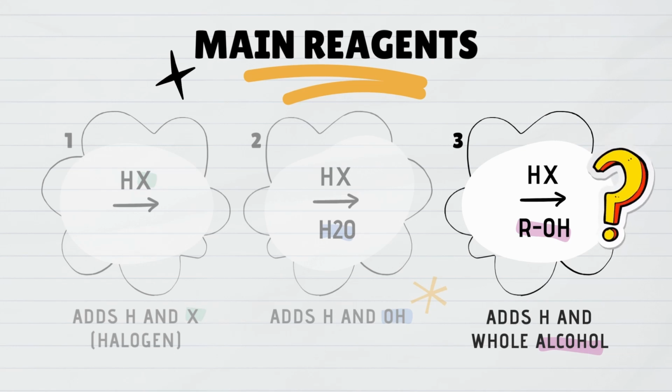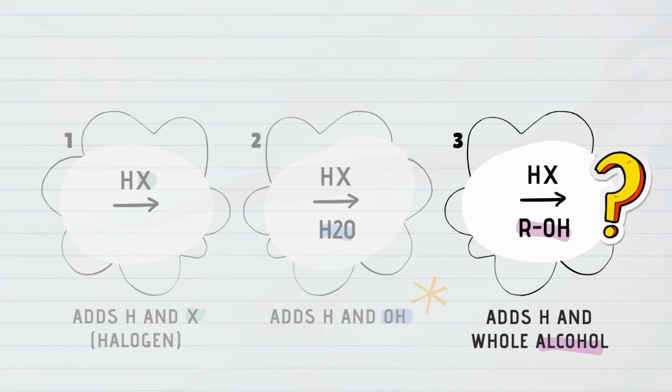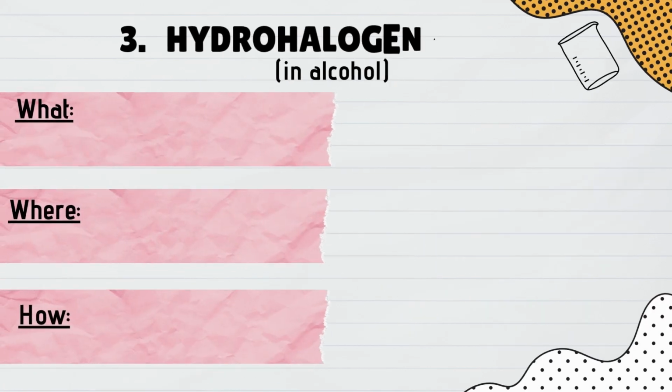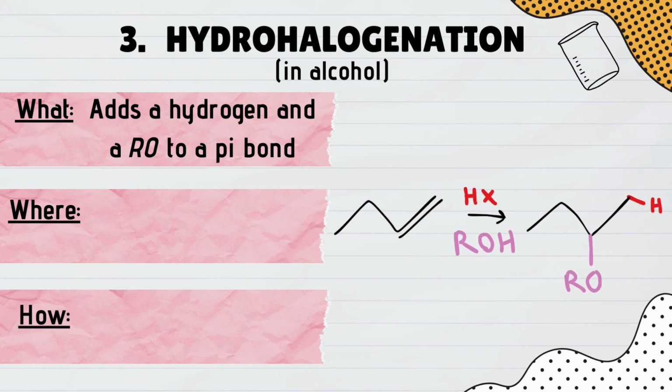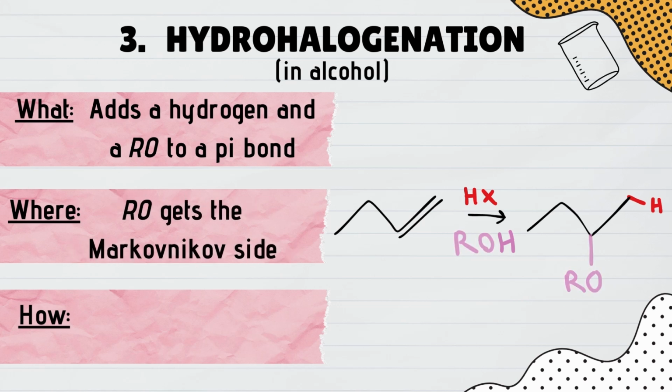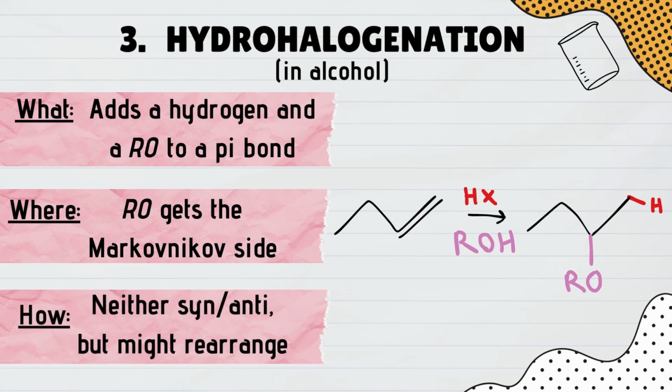So what do you think happens with a full alcohol with carbons on it? It's basically going to be the same situation, but instead, the entire alkoxy group of that alcohol solvent will outcompete the halogen instead. So note that it's not just the OH at the end there, it's the entire carbon and oxygen part of the molecule. And once again, our priority here, which is the alkoxy group, will get the more substituted good side of that double bond. And finally, once again, not stereoselective, neither syn nor anti, but may rearrange because of its carbocation.